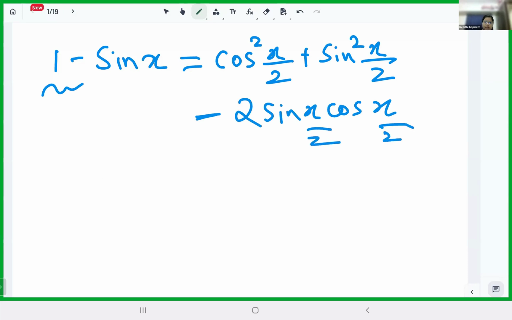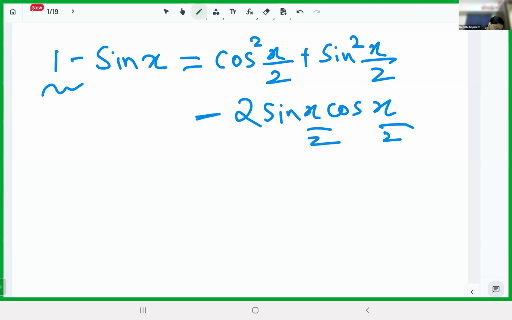It is half angle formula, right? 2 sin x by 2 cos x by 2. Is that clear to you all? 1 minus sin x can be written as cos square x by 2 plus sin square x by 2, because cos square x by 2 plus sin square x by 2 is the value 1. And instead of sin x, by using half angle formula, we have rewritten sin x as 2 sin x by 2 cos x by 2.